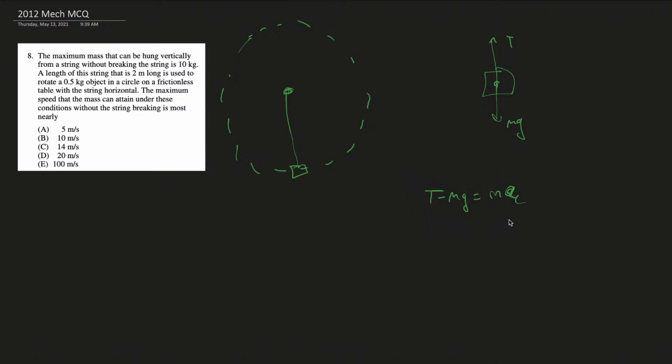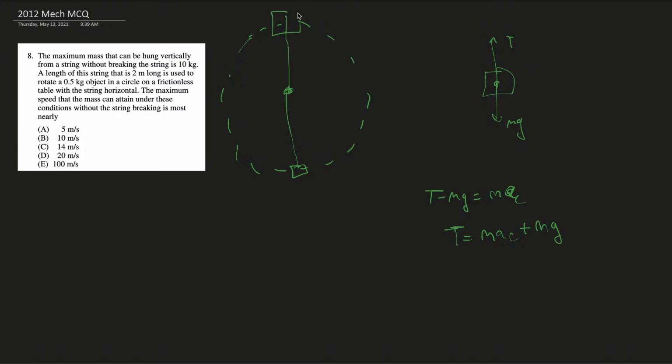And this is the centripetal acceleration. And you look at it, T is equal to m a_c plus mg. So at the bottom, you have the addition of these two. So you know this is where it's going to have the maximum tension force that it can sustain.